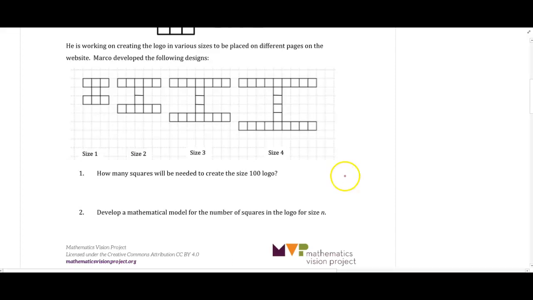So, the first thing we're going to do is create that chart again like we normally do. X, f of x. So the size 1 logo had 3, 6, 7. The size 2 had 5, 10, 12. This one has 14, 17. And this one would be 4, 22.